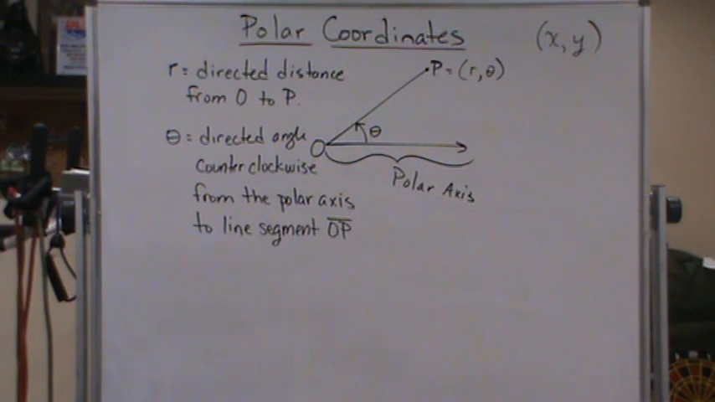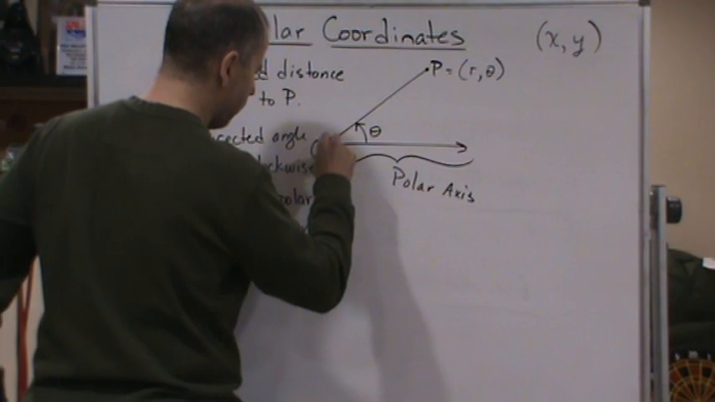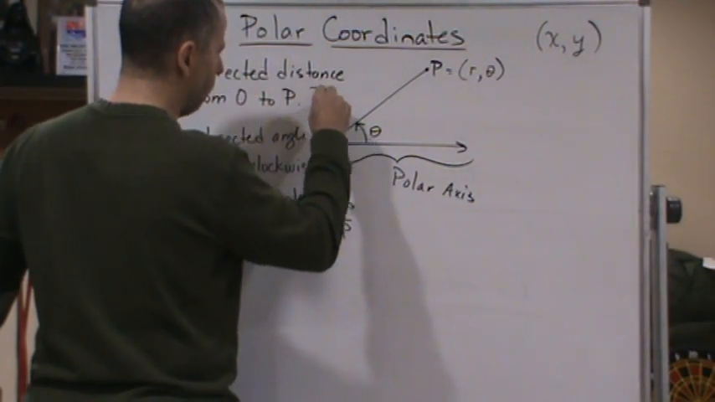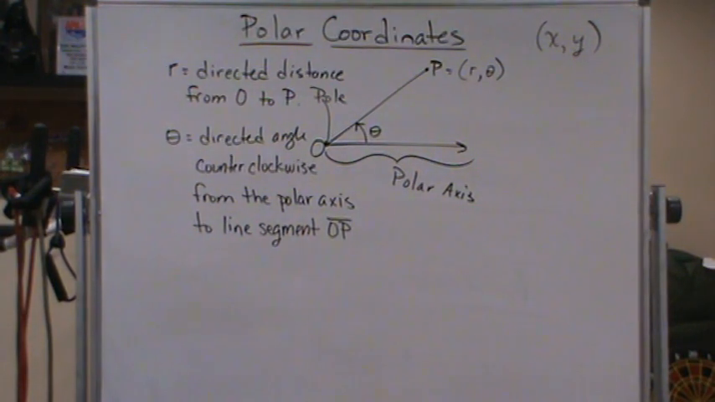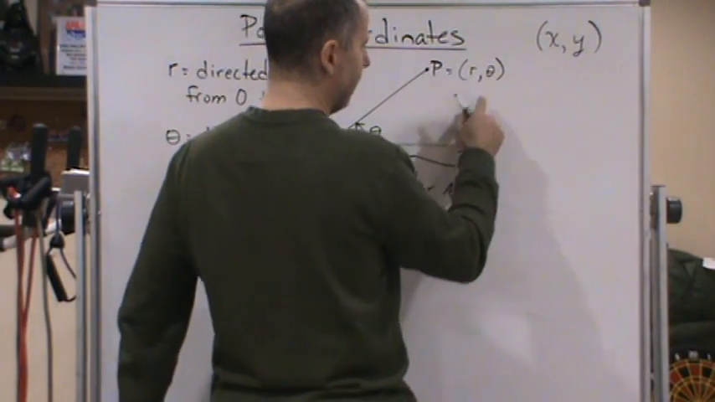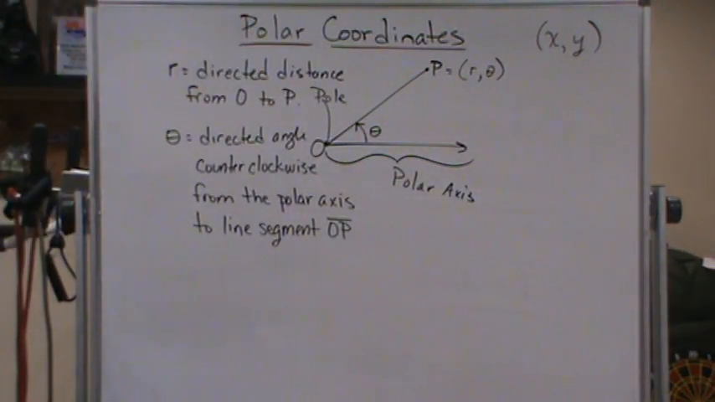Now, the point O is called the pole, so this is called the pole, or the origin. The coordinates that we use, r, comma, theta, are what we call the polar coordinates, and this is the polar coordinate system.